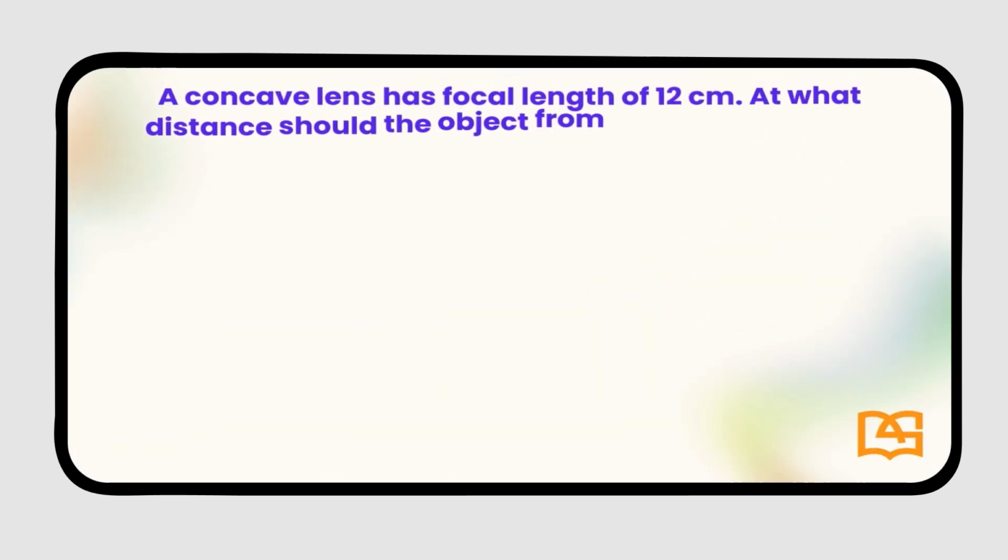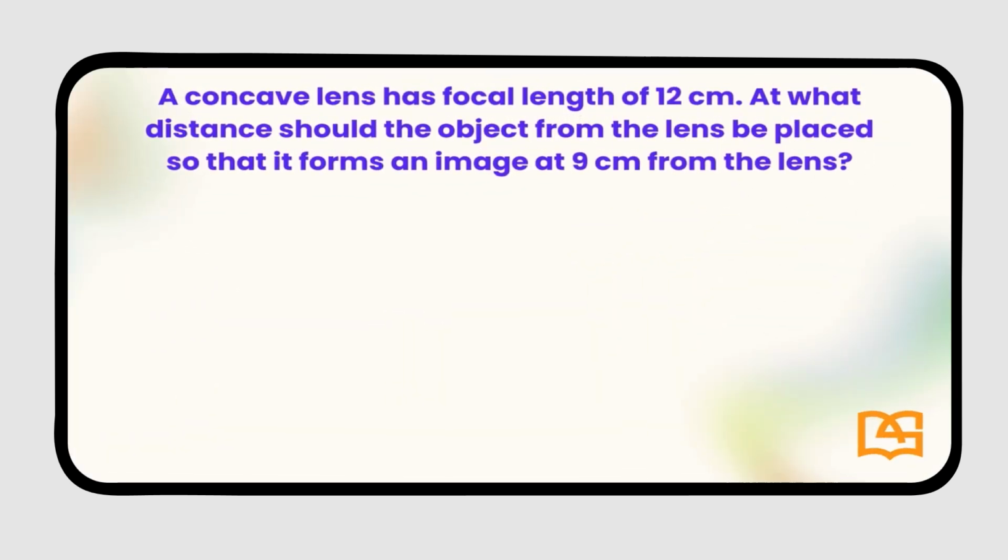A concave lens has focal length of 12 cm. At what distance should the object from the lens be placed so that it forms an image at 9 cm from the lens? Here is the answer.